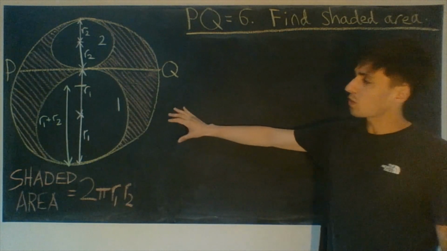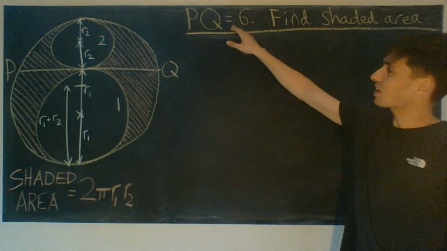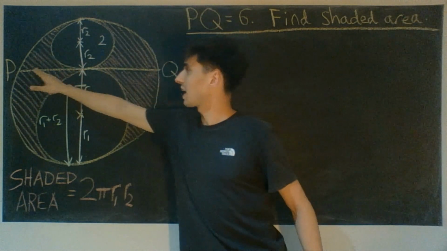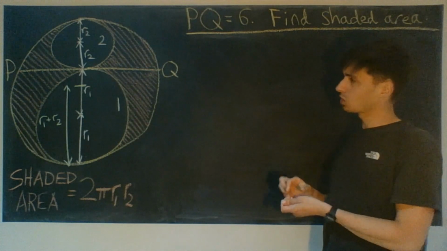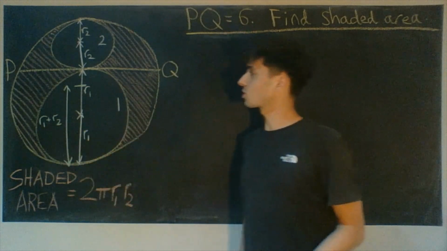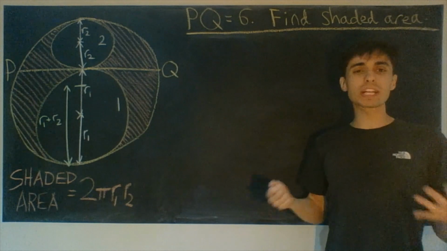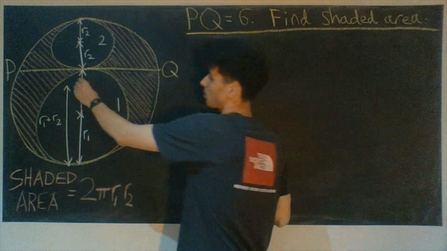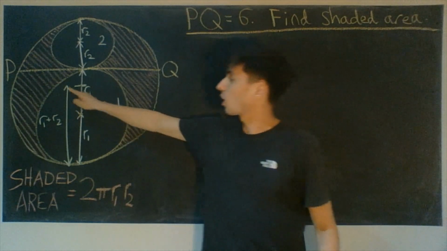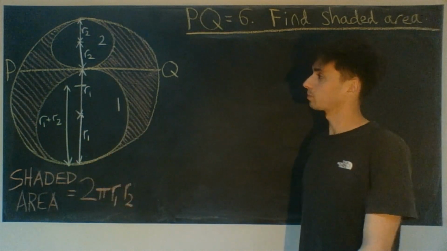So far then, we've done a lot with the radii of these two circles, but we haven't actually used this chord at all. And we know that PQ, the chord, has length 6. What we're going to do next then is put together some information from our radius and also from our chord length. And this is a really nice idea. So we remember that this is the centre of our circle, and the radius of our largest circle is R1 plus R2.